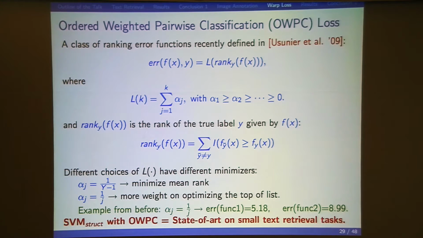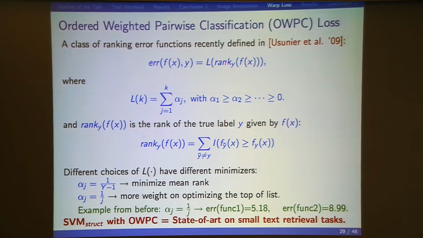So this is one loss function you can use, developed by Usunier et al. in ICML '09. They propose this kind of loss here. The error that you make for a given image x and true label y is basically proportional to the rank of y.